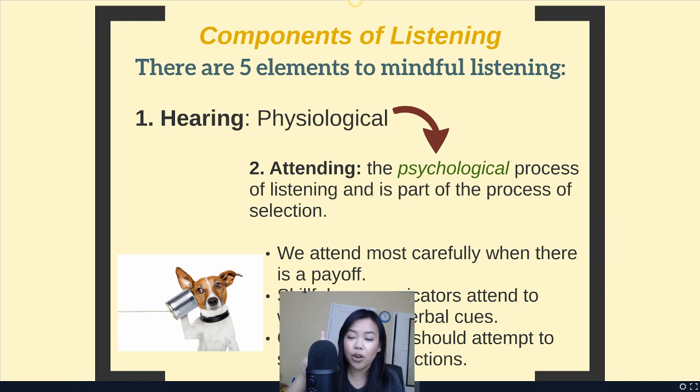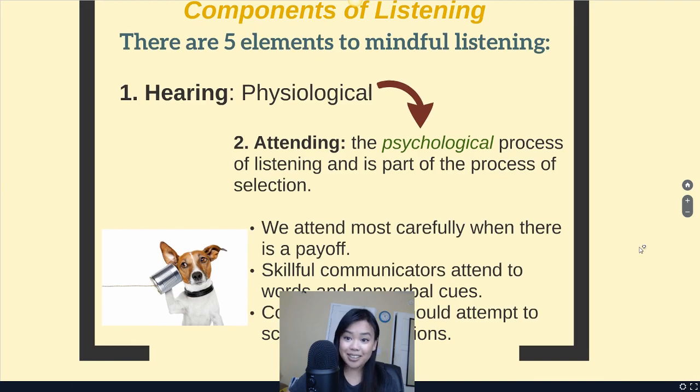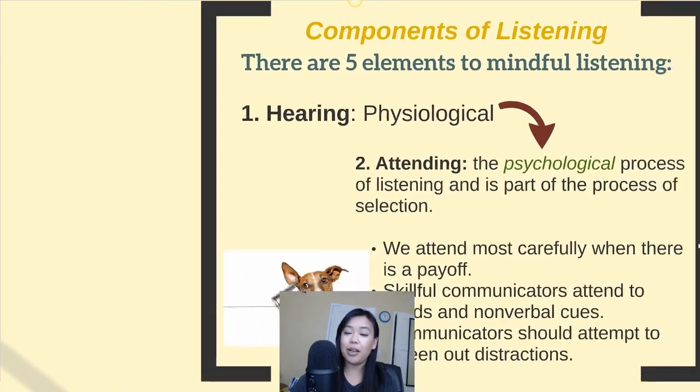The very first step in the selection process is to select or attend to things that you want to pay attention to. In chapter 4, that meant everything, so visually, auditory, everything. But here, attending refers to the psychological process where you choose to listen, and you select, I'm going to pay attention to you and your message right now. We don't always do this. We all know that we don't always do this. When do we do it and why?